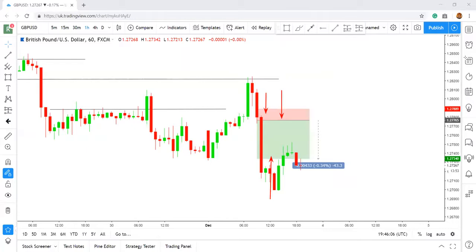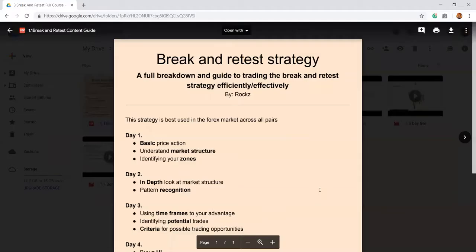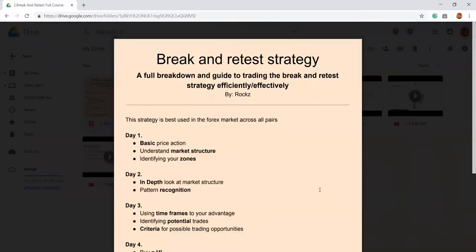Today, we're going to have a look at the first part of the break and retest course. Let me reshare my screen again. New share here. Okay, so for the break and retest strategy, we're going to go this week for the next 5 days. I'm trying to limit it to about 45 minutes to an hour. I understand everybody's got a life and family and what have you, so we'll try and do this as efficiently and effectively as possible.